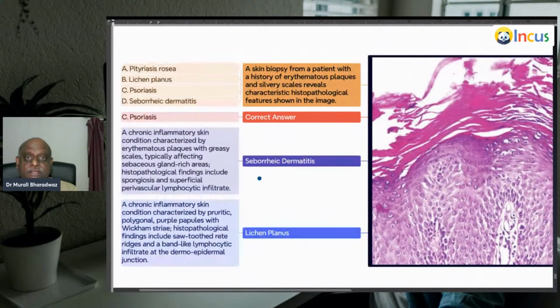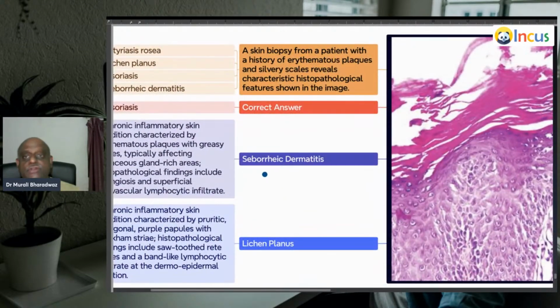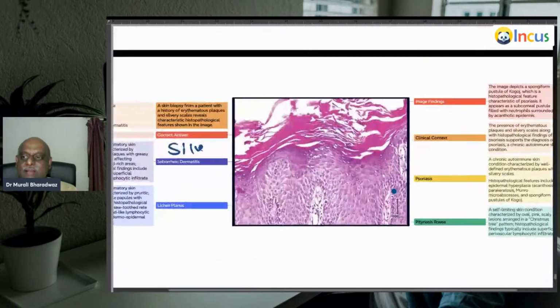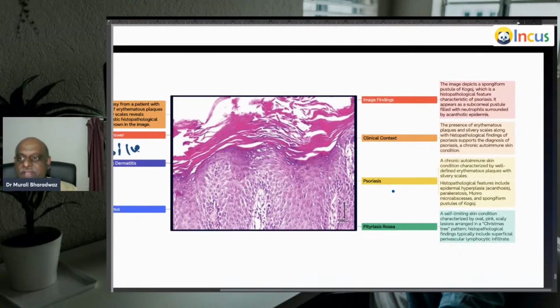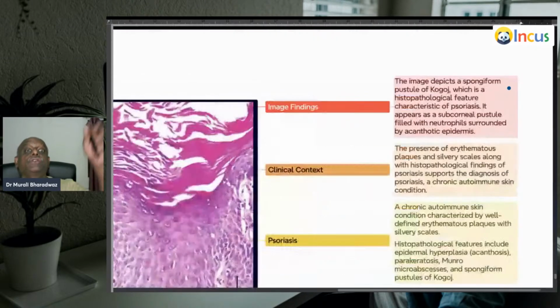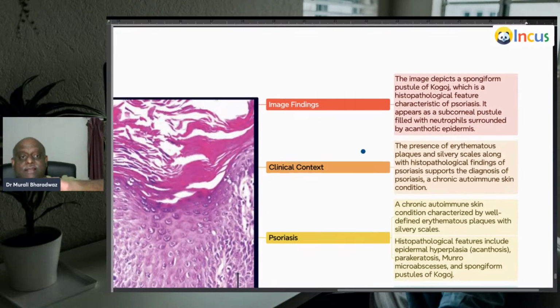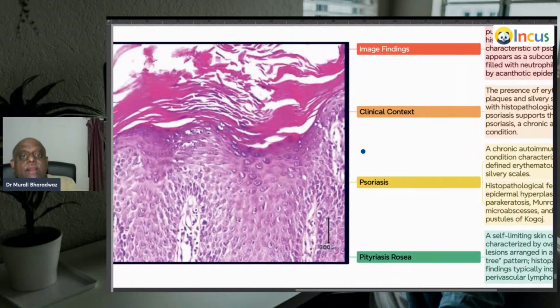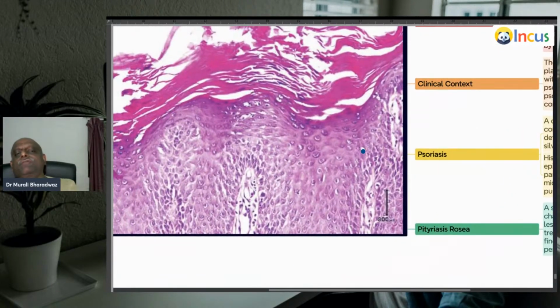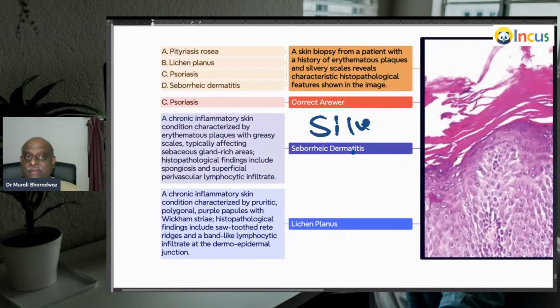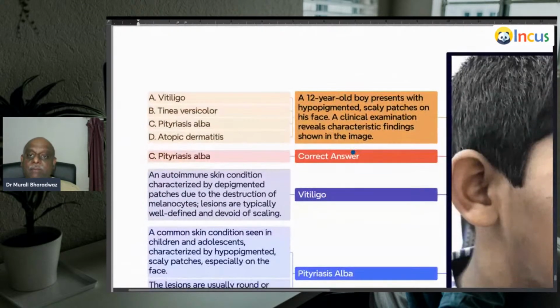A skin biopsy was done in a patient with a history of erythematous plaque and silvery scales. What are you seeing here in this histological picture? You can see the Munro microabscess of Kogoj, which is the histopathological hallmark of psoriasis, where there is a subcorneal collection of neutrophils. And those silvery scales are a very important indication of psoriasis, is what you need to remember.